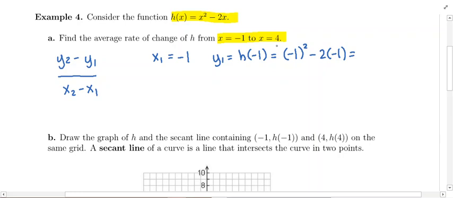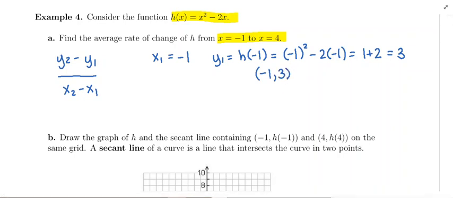Let's simplify. The -1 is squared, so the negative is squared, as is the 1. So -1 times -1 is +1. And then negative times negative will give us +2. So this is going to be 3. This produces an ordered pair. If x1 is -1, then y1 is going to be 3. So here you go, I'm going to go ahead and label this. This is x1, y1.